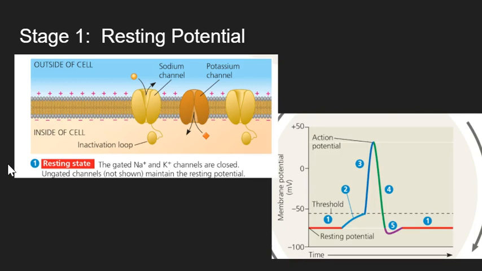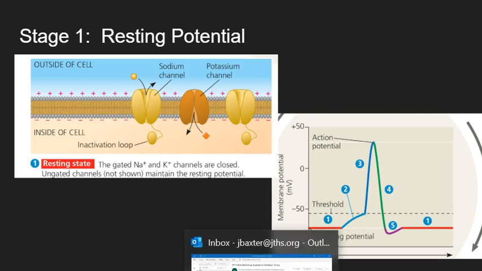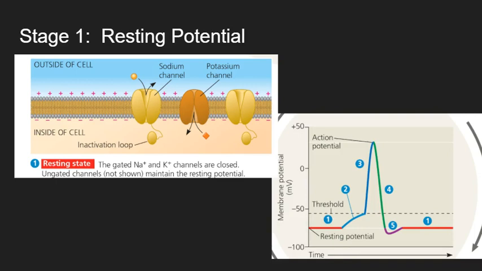However, because 3 sodium ions were pumped out of the cell and only 2 potassium ions were pumped into the cell, the overall charge of that membrane is negative. If we look at the graph at the very bottom of the slide, the resting potential is negative, around negative 60 millivolts. That negative membrane potential is created by the uneven distribution of ions on either side of the membrane. At this resting state, the sodium channels are closed and the potassium channels are closed.